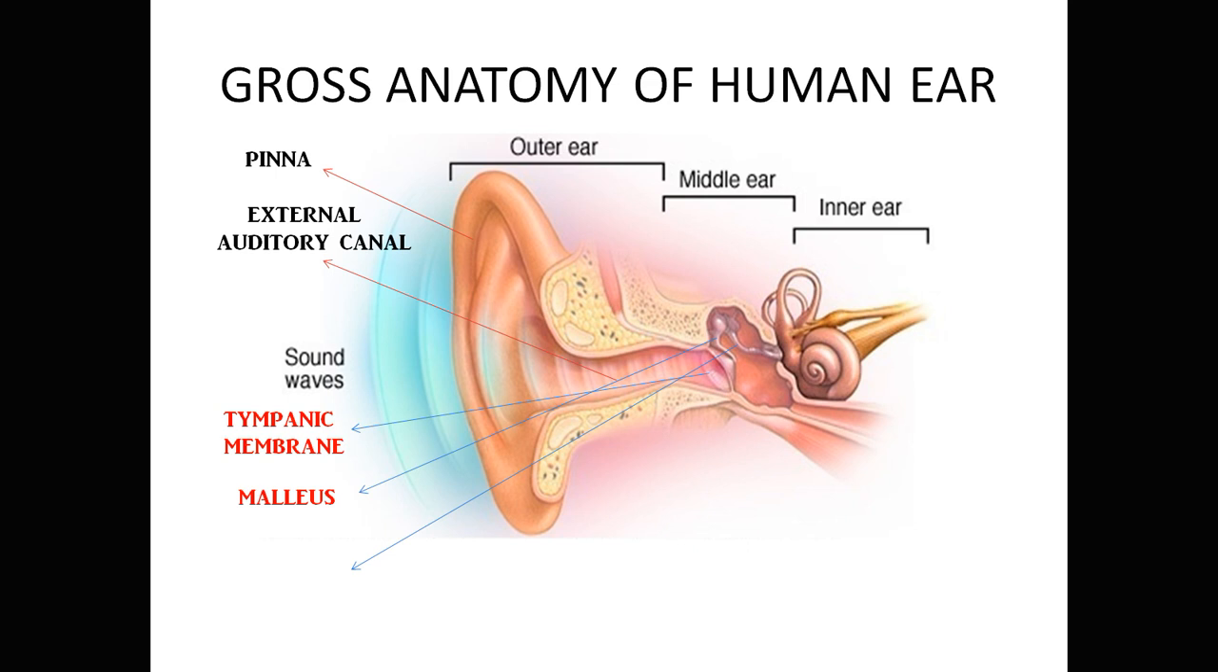malleus, incus and stapes, the smallest bone in the human body. These comprise your middle ear. So your middle ear has three bones and it is an air filled cavity. It is very important that it is an air filled cavity.